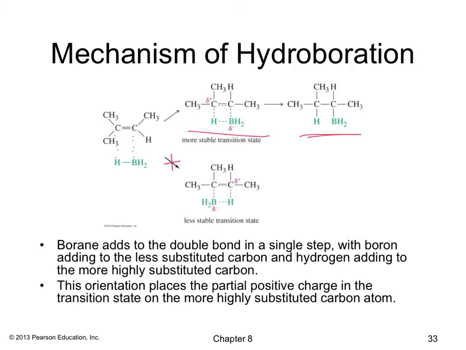So again, boron adds to the less substituted carbon, hydrogen adds to the more highly substituted carbon, and then this orientation places the partial positive charge in the transition state on the more highly substituted carbon. So this is what's key.